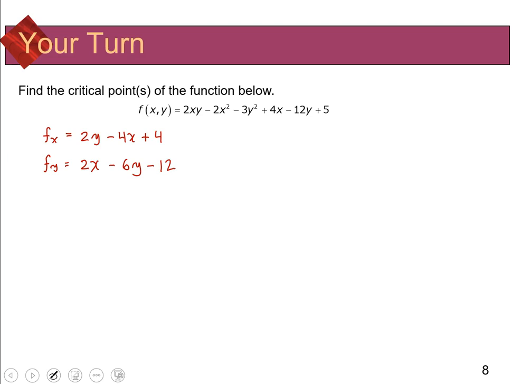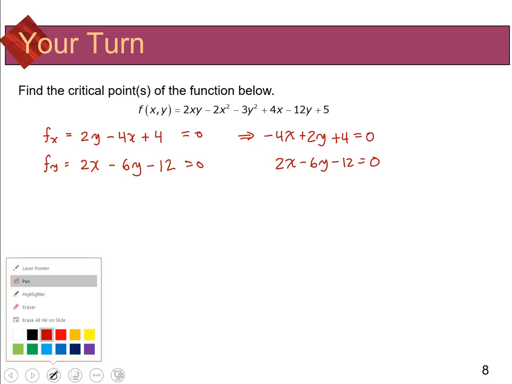So now I set both of these equal to 0. Although I might want to rearrange it. The first one, I have negative 4x plus 2y plus 4 equals 0. The second one, 2x minus 6y minus 12 equals 0.